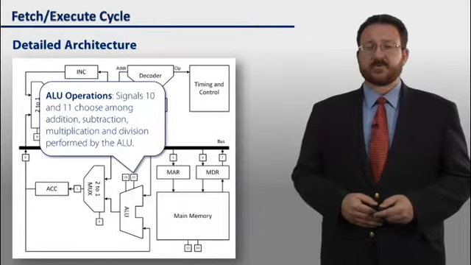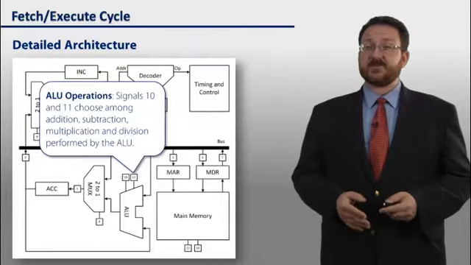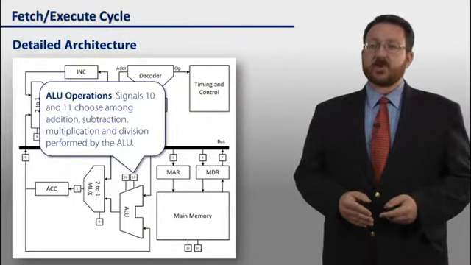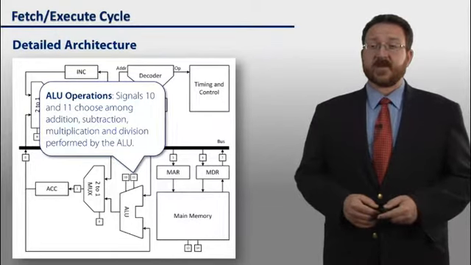Here we see two control signals that select among addition, subtraction, multiplication, and division to be performed by the CPU. Since we have two control signals, we have four different possible combinations, so this arithmetic and logic unit can execute four different arithmetic instructions.